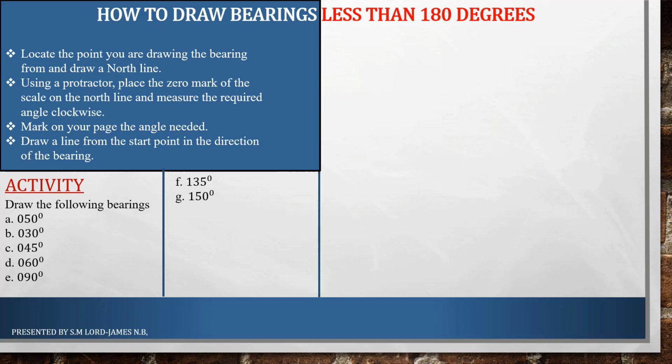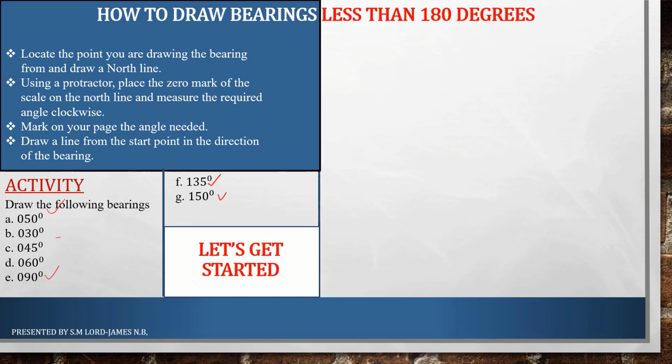Then we have F and G. Now in this video we are going to draw the first, that's 050, 090 and 135 or 150. So among the two we are going to draw one of them, then you can attempt the rest as exercises. Okay, so let's begin with the first.